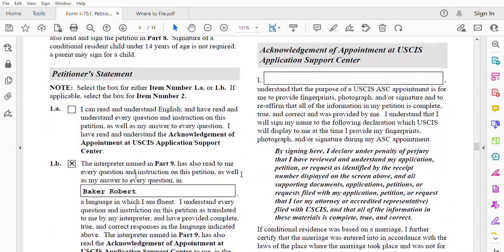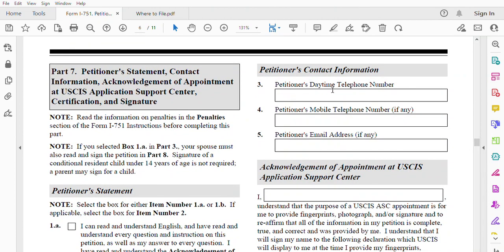So we're going right here. Petitioner's contact information is a phone number, 317-111-1111, and the phone number is the same, same phone number. And you have to provide the email address. That's the way USCIS will communicate with you most of the time. It's bf@gmail.com.